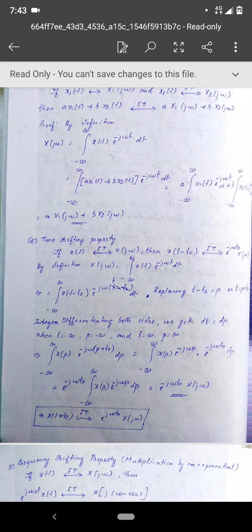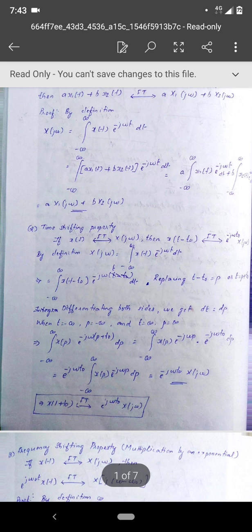Again we have to prove that. By definition, we know that the Fourier transform of a signal x of t, x of j omega, is equal to the integration from minus infinity to infinity of x of t e raised to minus j omega t dt. Instead of x of t we can substitute x of t minus t naught. Every other term remains the same, that is x of t minus t naught multiplied by e raised to minus j omega t dt.